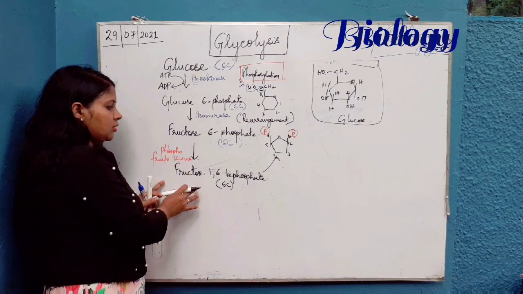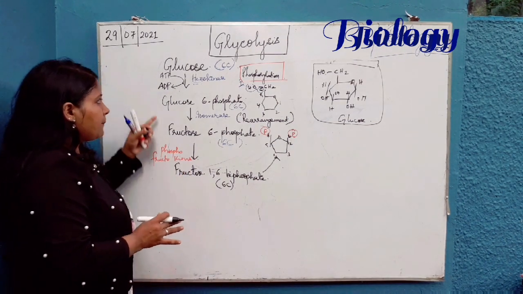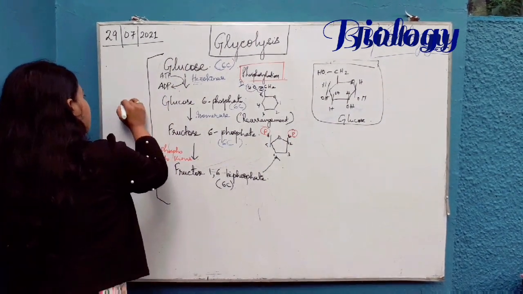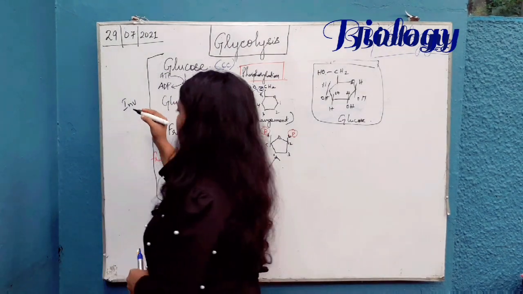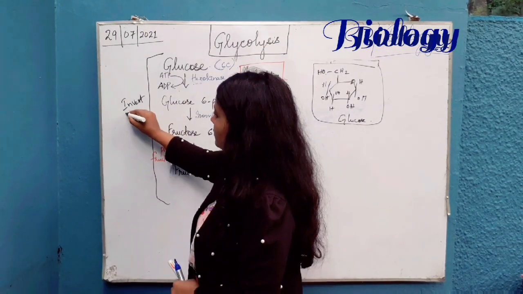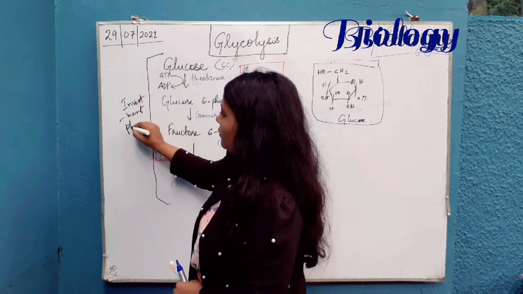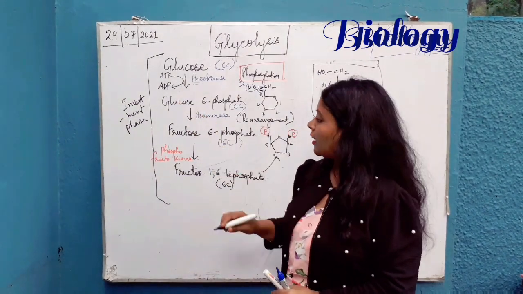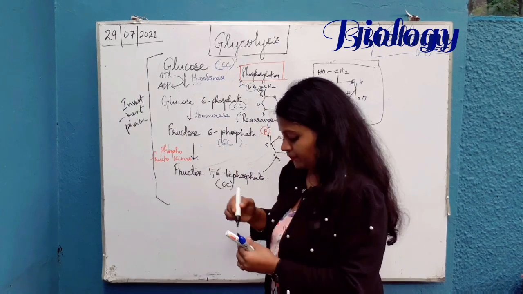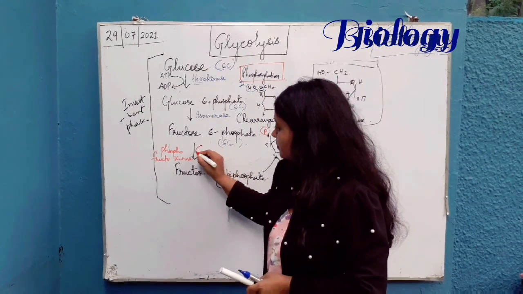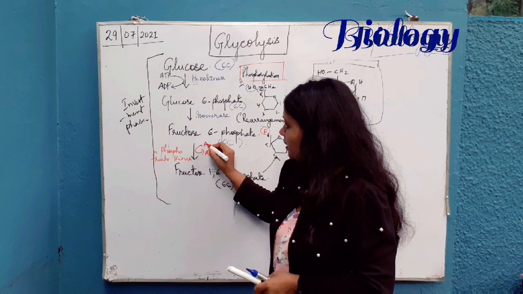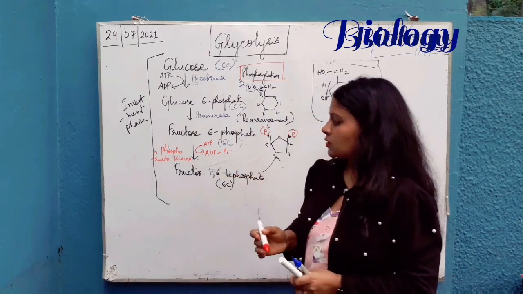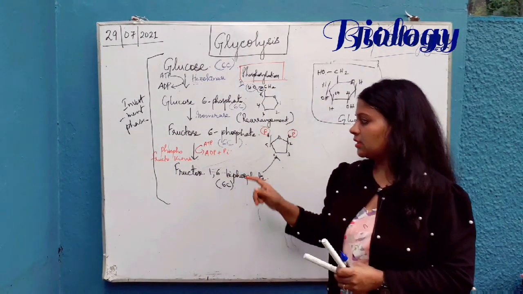Here, before moving into the next step, this step is the investment phase. Investment phase means I have invested one ATP here, and here one more ATP will be invested. One more ATP will be invested here. So, ATP is utilized again here.